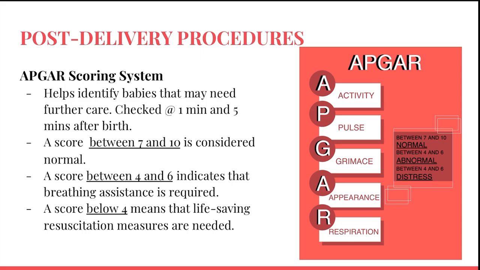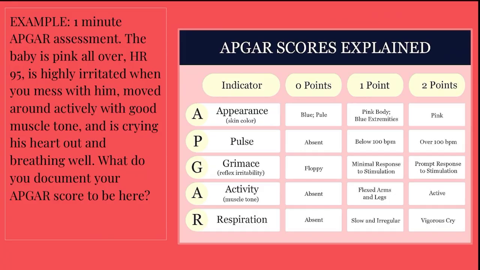A score between 7 and 10 is considered to be normal. Anything between 4 and 6 is abnormal and indicates that the baby needs some type of breathing assistance. A score below 4 means that life-saving resuscitation measures are needed. So, let's look at some examples so you can get the hang of it.